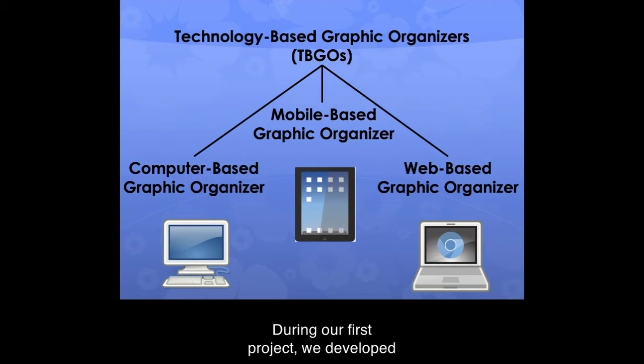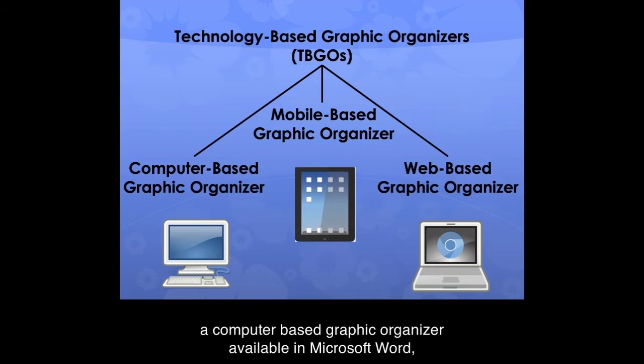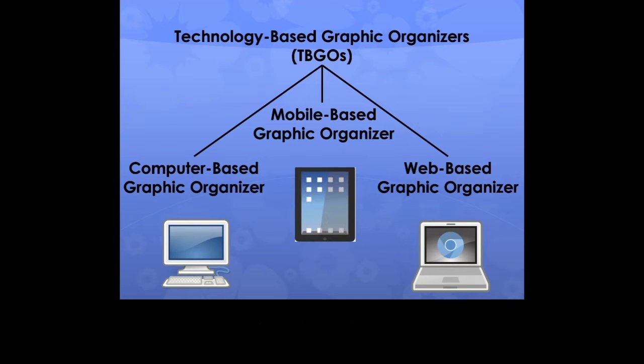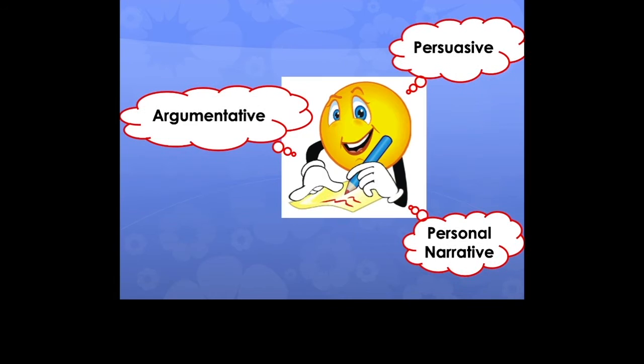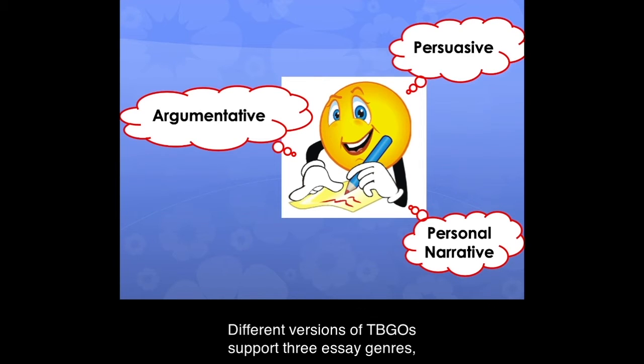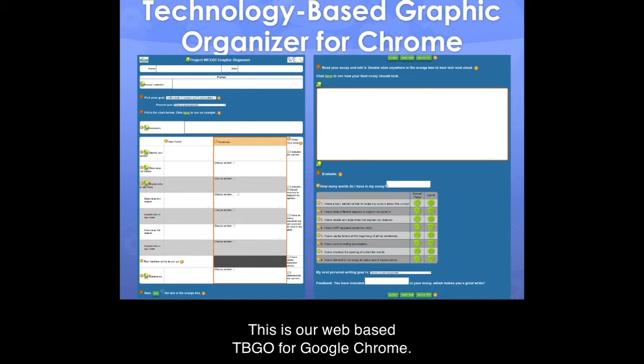During our first project, we developed a series of technology-based graphic organizers, or TBGOs, in three formats: a computer-based graphic organizer available in Microsoft Word, a mobile-based graphic organizer app, and a web-based graphic organizer for Chromebook users. Now, in our current project, we are working on improving our TBGO for Chrome. Different versions of TBGOs support three essay genres: persuasive genre, with and without a counterargument, argumentative, and personal narrative genre. Although, in our current work, we're trying to focus on one of the hardest genres for struggling writers, persuasive, opinion-based genre.